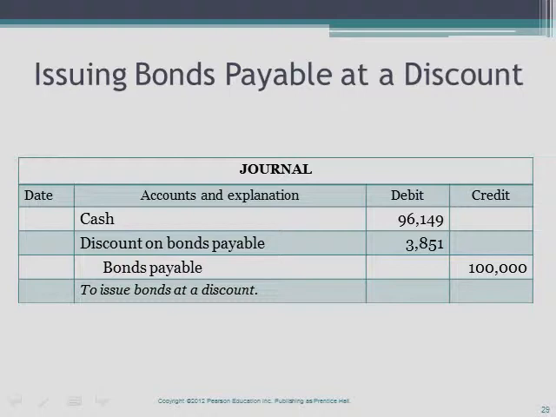Market conditions may force a company to issue bonds at a discount. Suppose a corporation issued $100,000 of 9% 5-year bonds when the market interest rate is 10%. The market price of the bonds drops, and the corporation receives $96,149 at issuance. The entry to record the issuance includes a debit to cash for the price received, a debit to discount on bonds payable for the difference between face value and the issue value, and a credit to bonds payable for the face value.